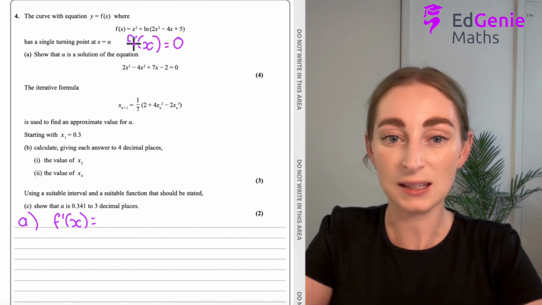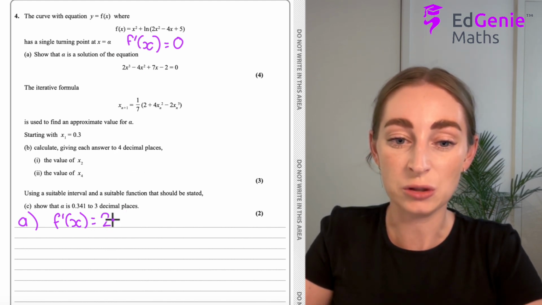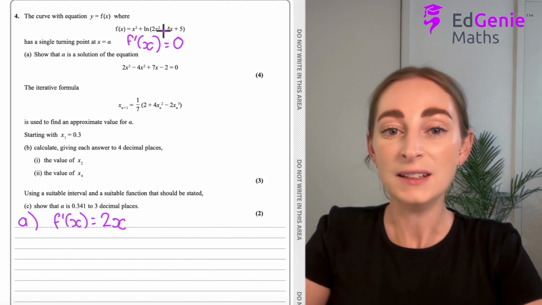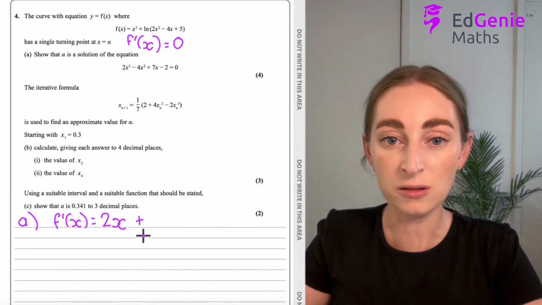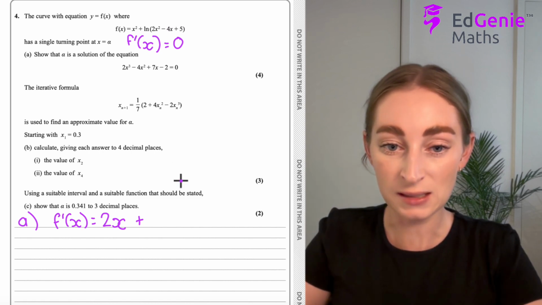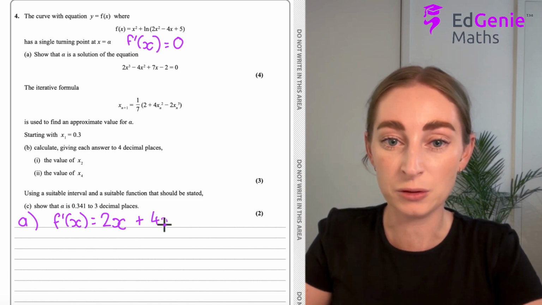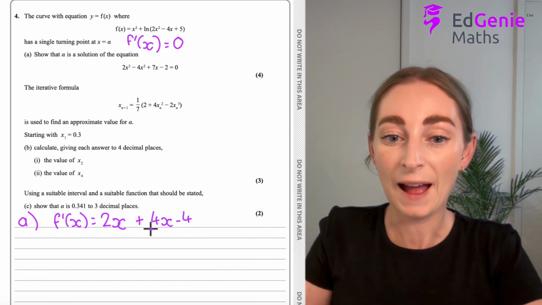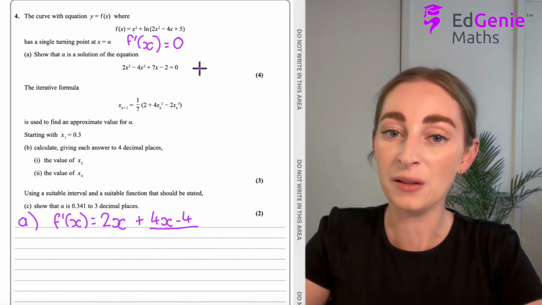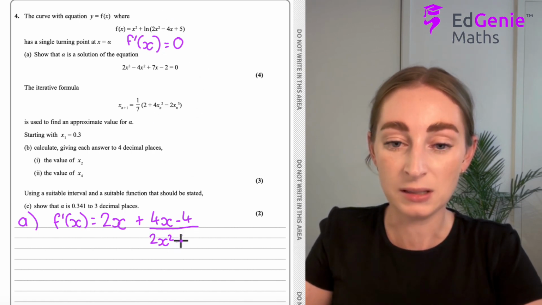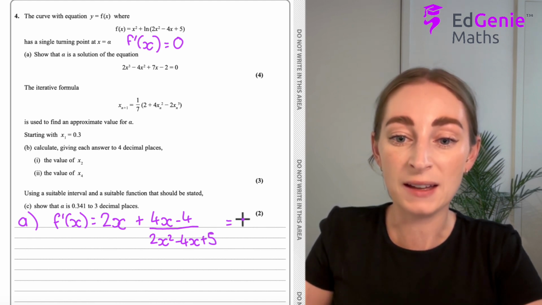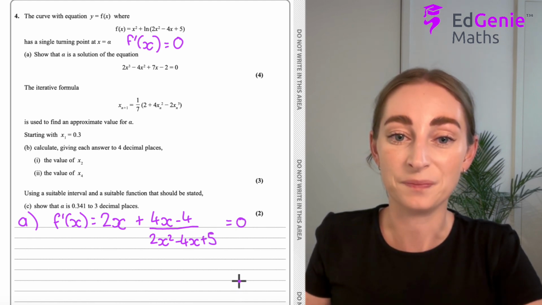X squared, that's nice and easy, that's just going to be 2x. Now we've got a log here, so remember when we differentiate the log, you differentiate this, which is going to be 4x minus 4, and that is going to be over the original function, so 2x squared minus 4x plus 5, and we know that that is going to equal 0.